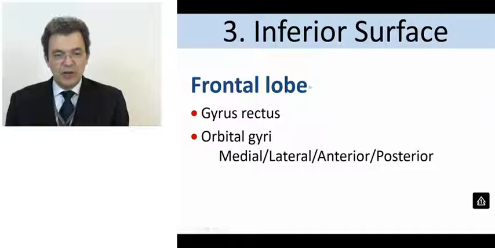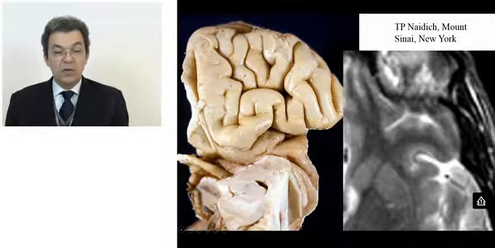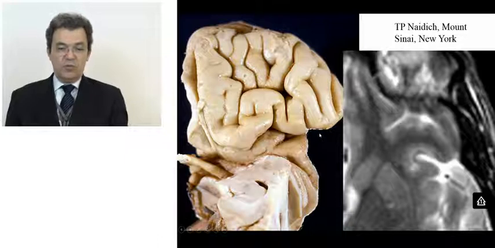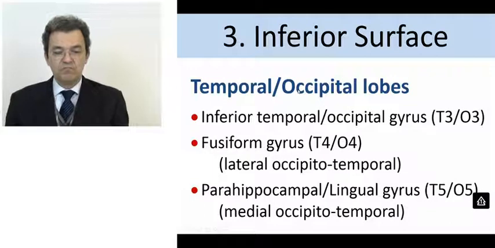Coming now to the inferior surface, you have the frontal lobe, where you have the gyrus rectus, which you just see here, the olfactory sulcus, and then you have 4 orbital gyri. And it's very simple. You have a medial orbital gyrus, a lateral orbital gyrus, an anterior orbital gyrus, and a posterior orbital gyrus. So 4 orbital gyri separated from each other by an H-shaped sulcus.